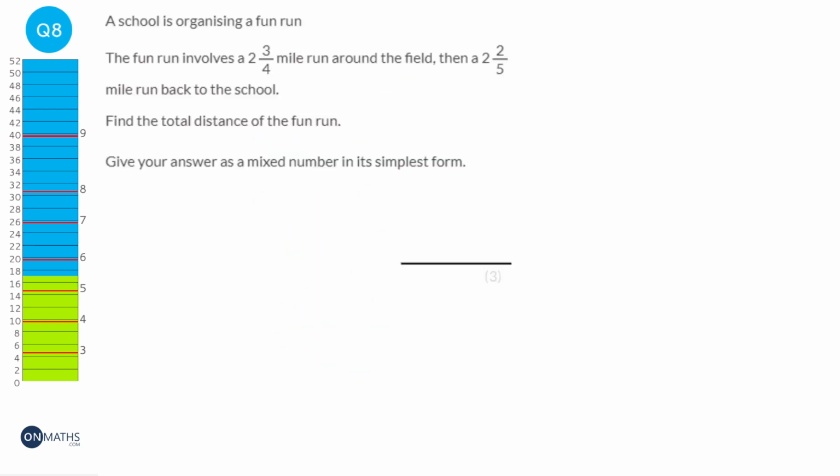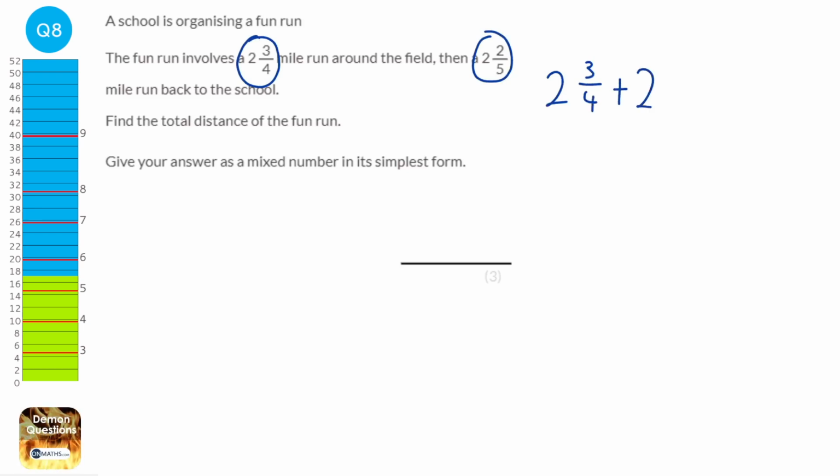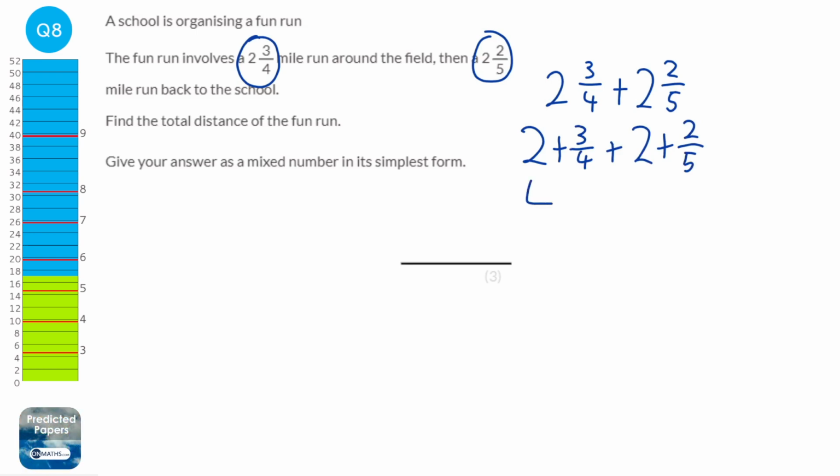So in this question, we basically need to add the 2 3/4 and the 2 2/5. So we're going to do 2 3/4 plus 2 2/5. Now if I just rewrite this, 2 3/4 can be written as 2 plus 3/4, plus 2 plus 2/5. So we can add the 2s together to make 4, and then all we need to do is add the 3/4 and the 2/5.